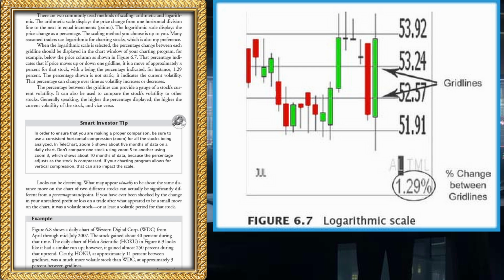When the logarithmic scale is selected, the percentage change between each grid line should be displayed in the chart window of your charting program, for example, below the price column, as shown in Figure 6.7. That percentage indicates that if price moves up or down one grid line, it is a move of approximately X% for that stock, with X being the percentage indicated, for instance, 1.29%. The percentage shown is not static. It indicates the current volatility. That percentage can change over time as volatility increases or decreases.